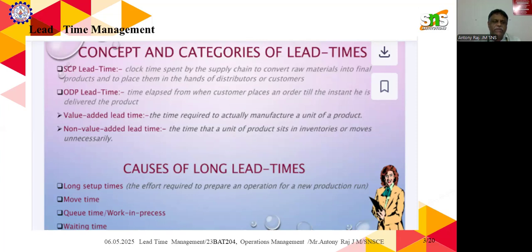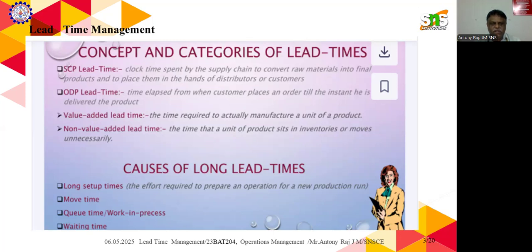And the value-added lead time is very important. What is the actual time the organization spends to manufacture the product? Because, for example, movement is not value-added. Stoppage of the machine is not value-added, nor are preliminary checks and all. So the actual time required to manufacture the product is very, very important.